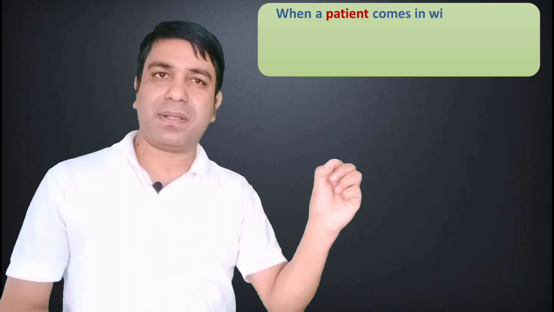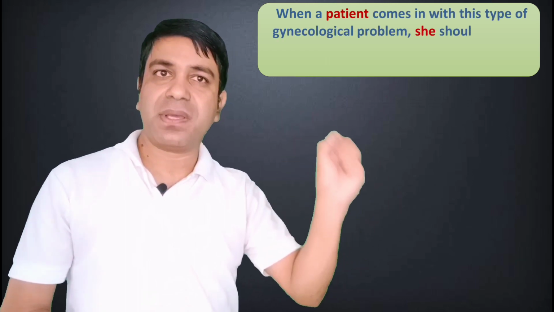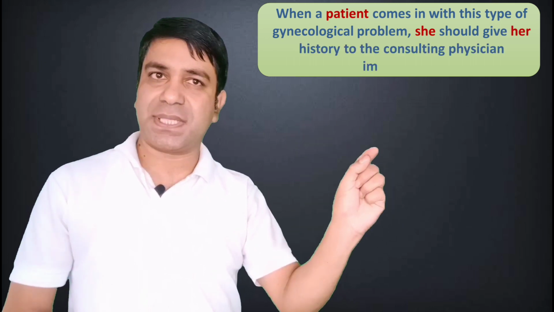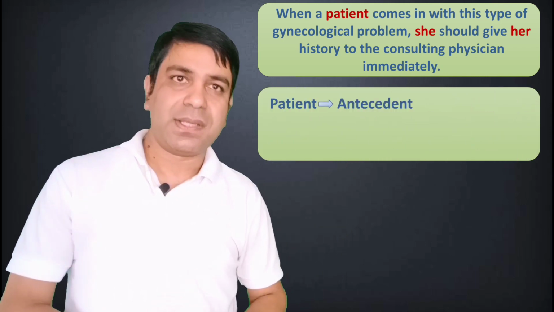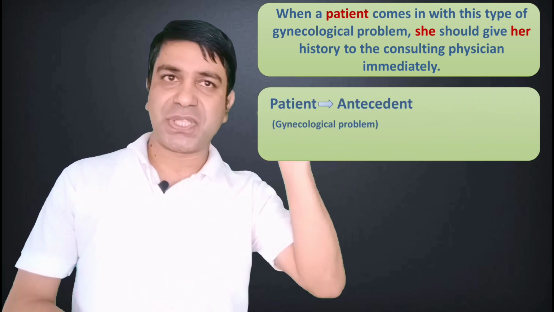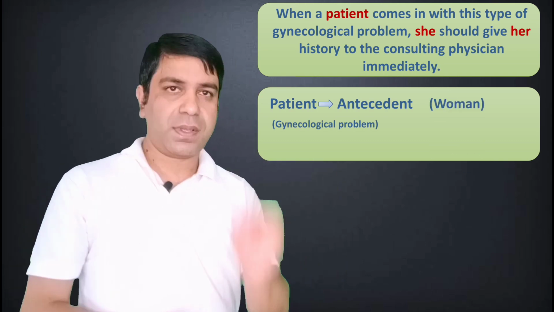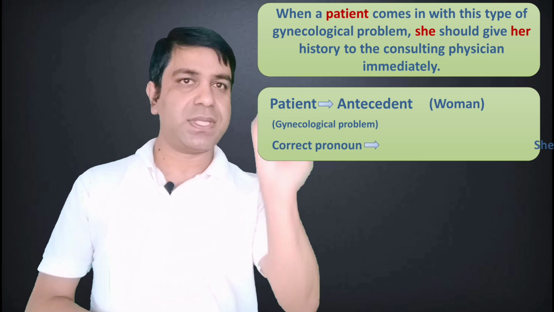Look at this sentence. When a patient comes in with this type of gynecological problem, she should give her history to the consulting physician immediately. In this sentence, patient is the antecedent. The patient has a gynecological problem. That means the patient is a woman. So the correct pronoun to refer to the patient is she.